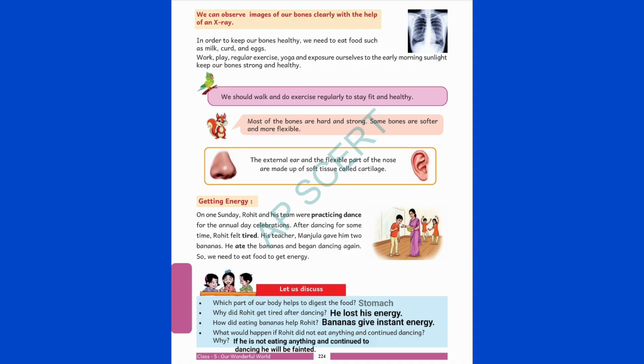Most of the bones are hard and strong. Some bones are softer and more flexible. The external ear and the flexible part of the nose are made up of soft tissue called cartilage. Getting energy. On one Sunday, Rohit and his team were practicing dance for the annual day celebrations.